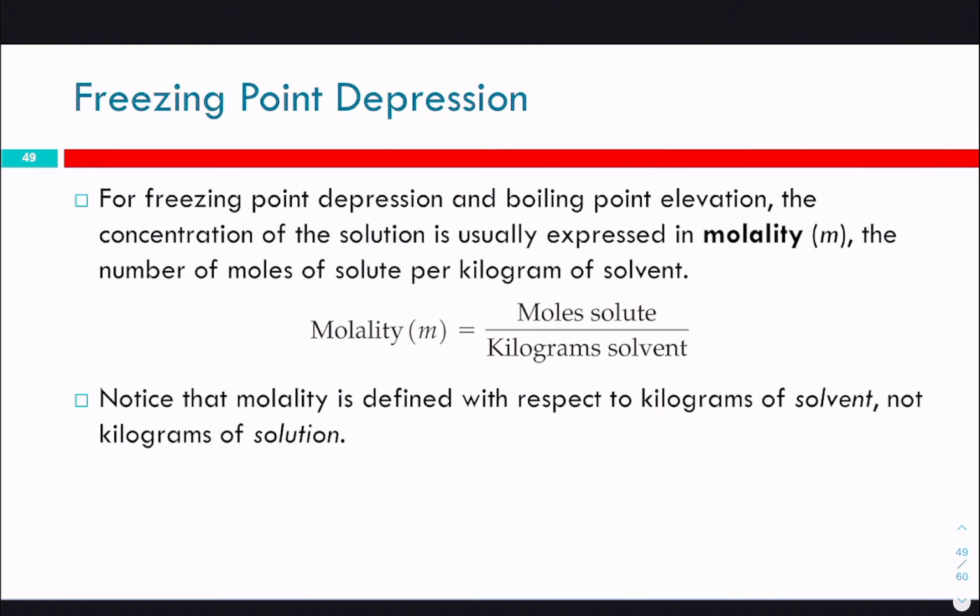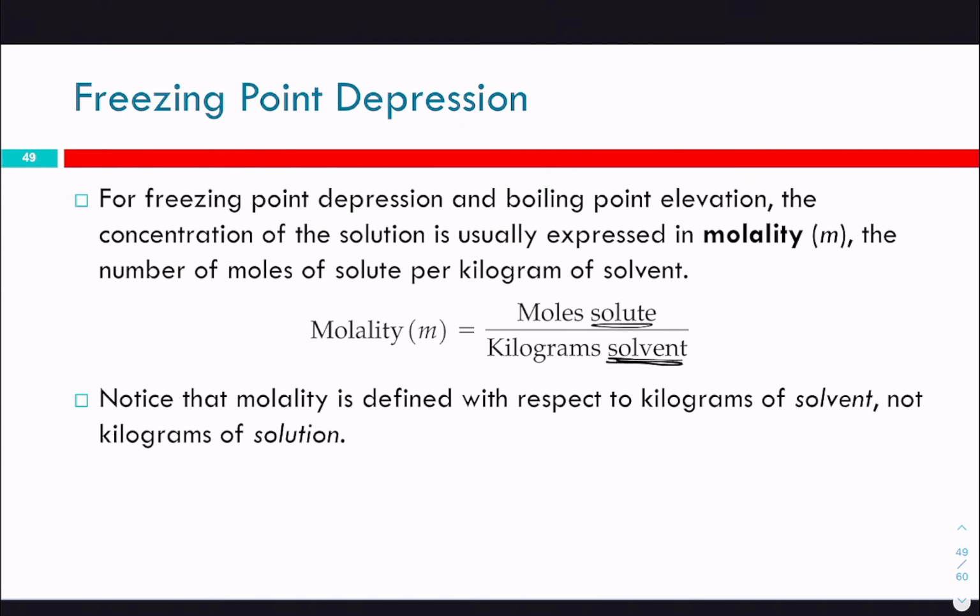Okay, now on to my least favorite unit. Freezing point depression and boiling point elevation. We use a different unit for these because, again, it just matters how much solute is in the solvent. So we use molality. I hate this word. Molality is the number of moles of the solute per kilogram of the solvent. Kilograms of the solvent. So this is important.